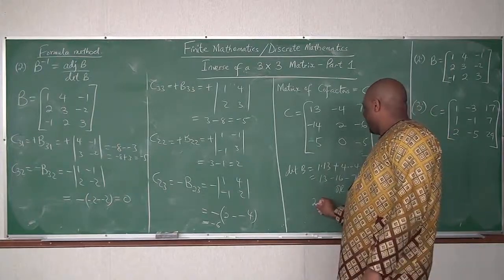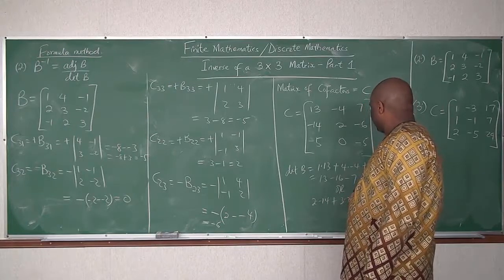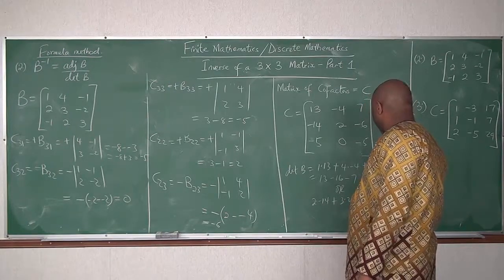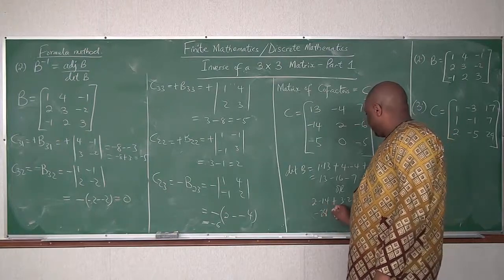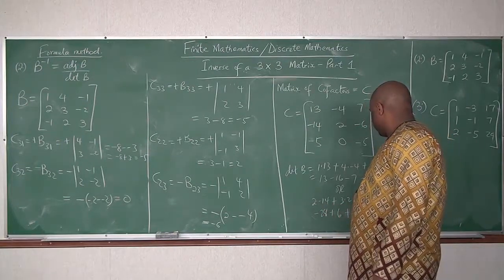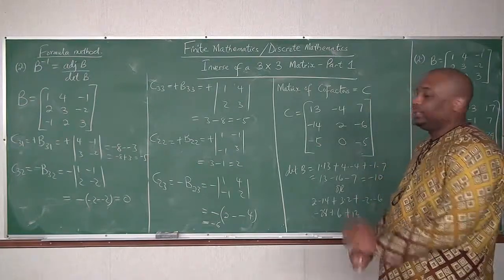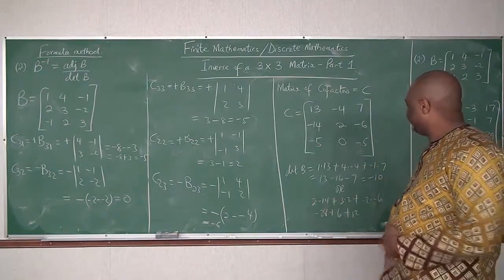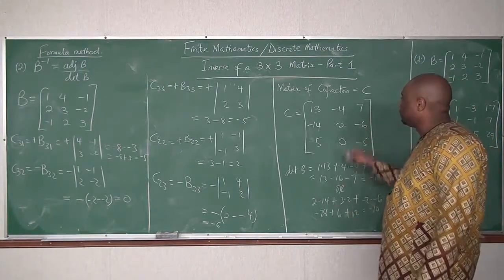Or 2 times negative 14 plus 3 times 2 plus negative 2 times negative 6. So this is negative 28 plus 6 plus 12. Negative 28 plus 18 is negative 10. Right? This is negative 10. So I think it's right for the two rows.